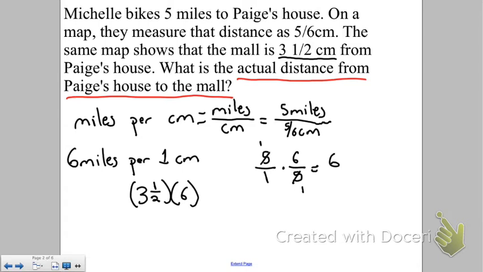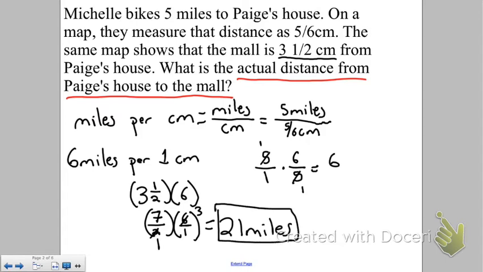When I multiply those, I turn this into an improper fraction. 3 times 2 is 6, plus 1 is 7. 7/2 multiplied by 6/1. If I want to make this easier, I can make this a 1 and make this a 3. 7 times 3 is 21 miles.